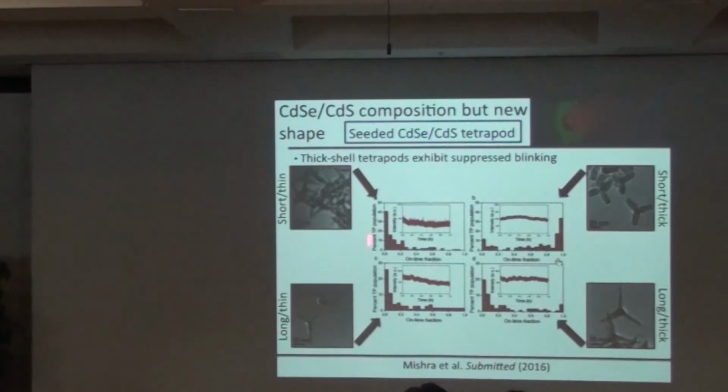But the interesting thing here is that if we compare different lengths of arms and different thicknesses of arms, we see suppressed blinking behavior only in the case of the very thick arm structure. Interestingly, this thick arm was created not by traditional tetrapod synthetic methods, but by thickening the arm through SILAR. So very much like the cadmium selenide, cadmium sulfide giant dot case, we have a new giant tetrapod that is now showing significantly suppressed blinking behavior, but as a strict response to the geometry that we've implemented.